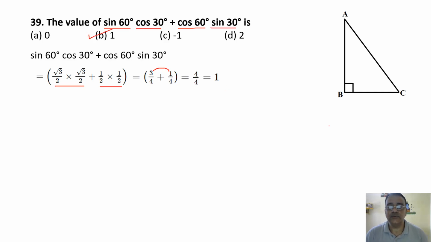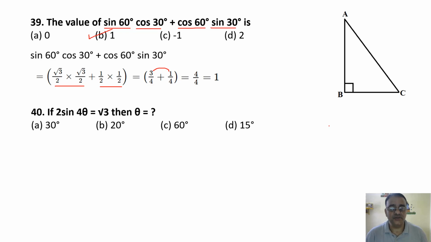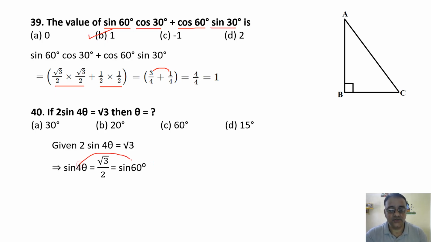Right. So now we are moving toward the last question. If 2 sine 4 theta is equals to root 3, then theta is equals to dash. So 2 sine 4 theta is equals to root 3. So sine 4 theta is root 3 by 2. Root 3 by 2 comes for which angle for sine? 60 degrees. 60 degree, right? Now we'll equate these two angles. So 4 theta is equals to 60 degree. So theta is equals to 60 by 4. So we are getting 15 degree.